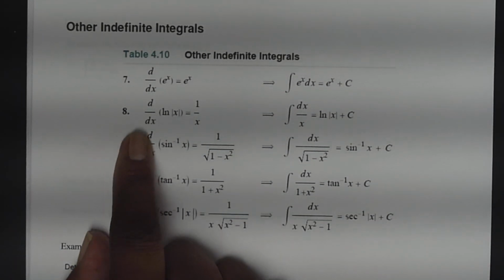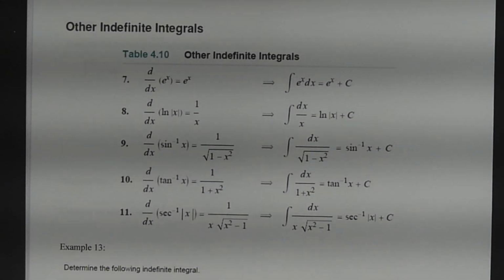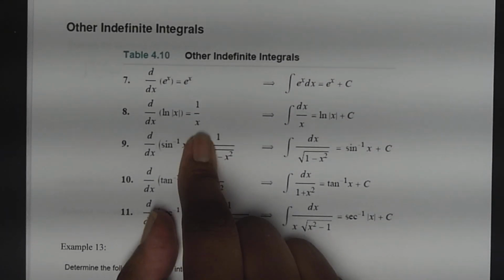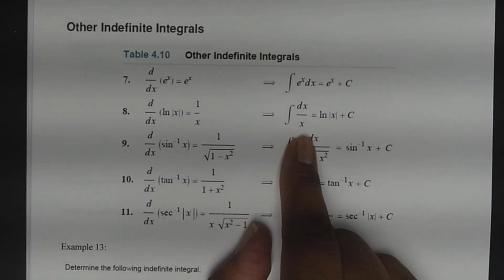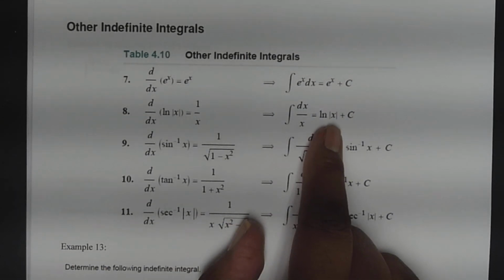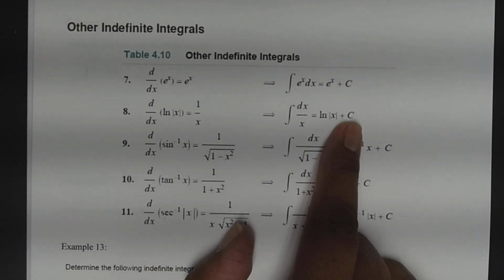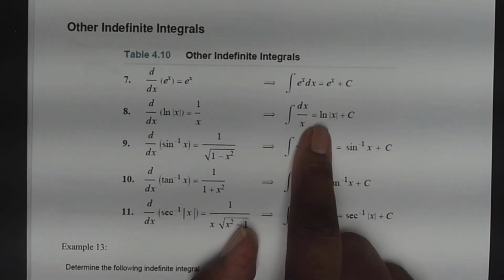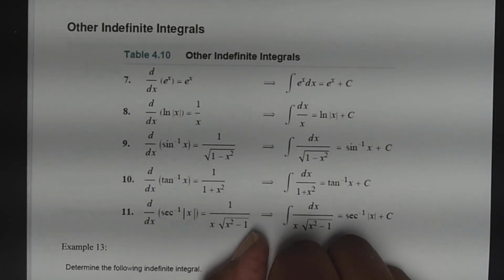And then the next one, the derivative with respect to x of the natural log of the absolute value of x, that's 1 over x. So the integral of dx over x, or 1 over x dx, will be the natural log of the absolute value of x plus c. Natural log of the absolute value of x plus c, that's your integral of dx over x.